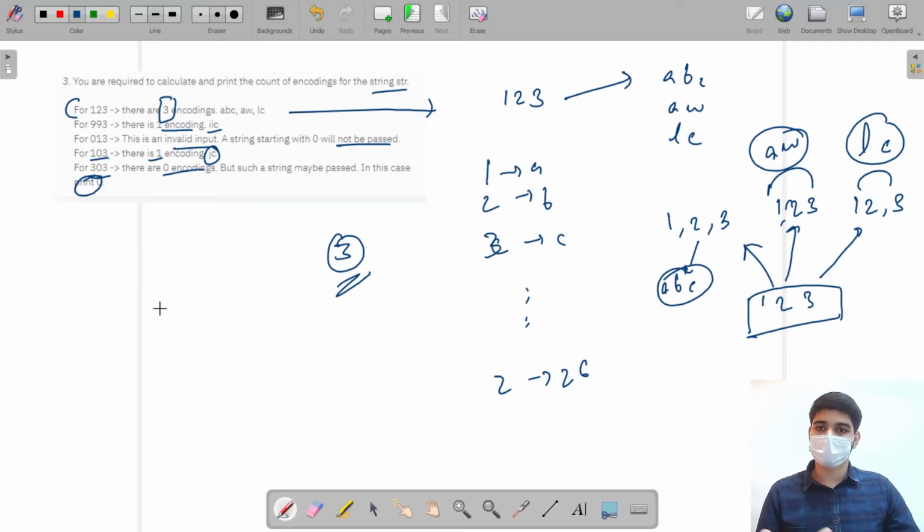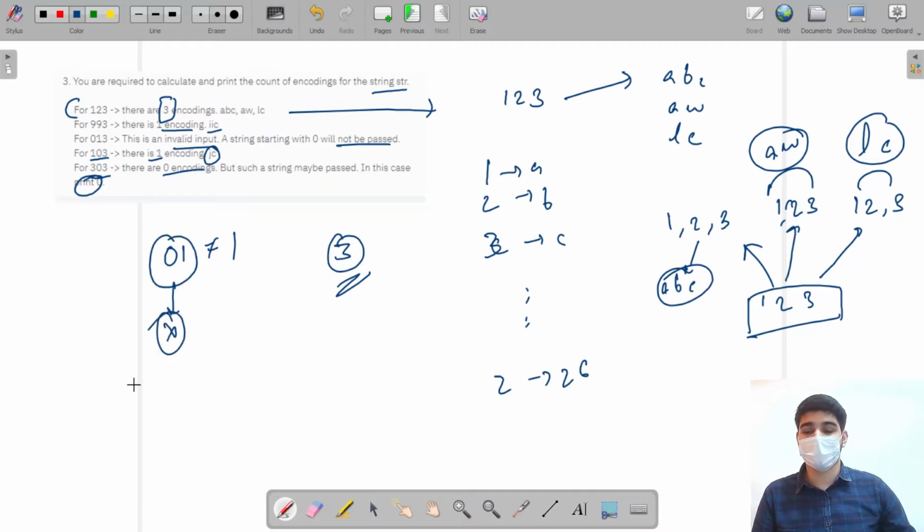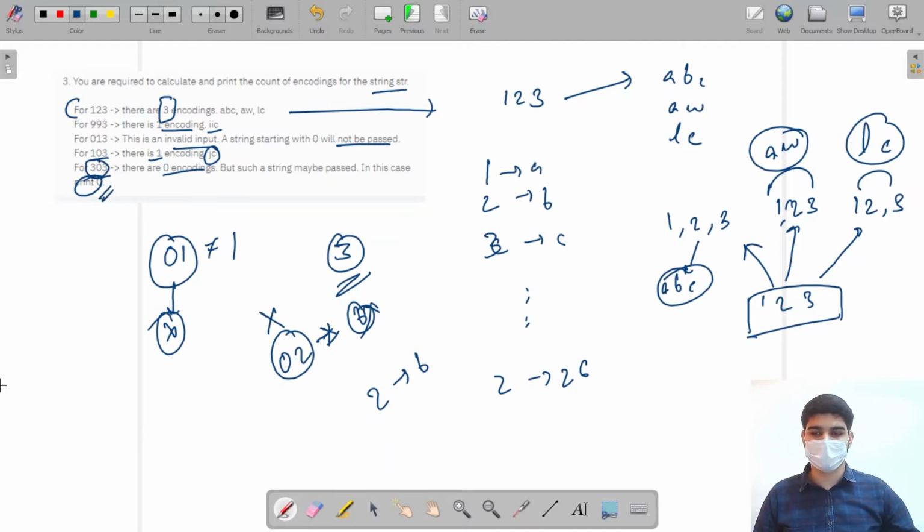What is considered is that 0, 1 is not equal to 1. When there is 0, 1, this won't mean any alphabet. This won't mean any letter. 0, 1 cannot be accounted as A. Similarly, 0, 2 cannot be accounted as, let's suppose, B. So that's not the case. Only 2 will be encoded towards B. So if we get 0, 2, this won't mean anything. This is the reason why 303 has 0 as value.